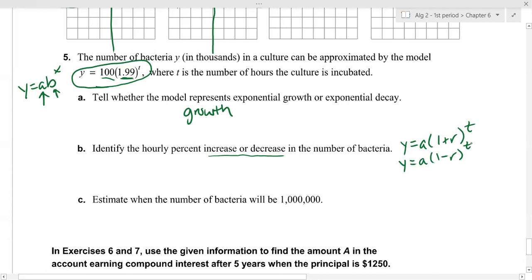So it's saying, well, tell me what rate that is then. So if we take this formula, we said it was a growth, so we're going to look at this one. We're going to say, okay, well then let's match it up to what they gave me. 100 goes here, so obviously 100 is my A.